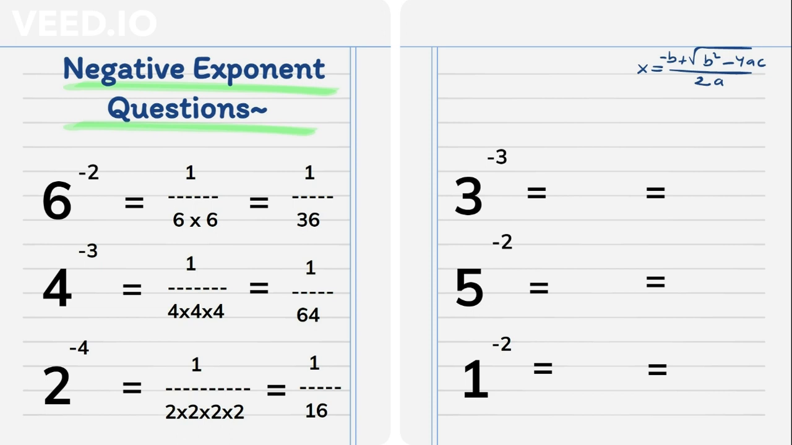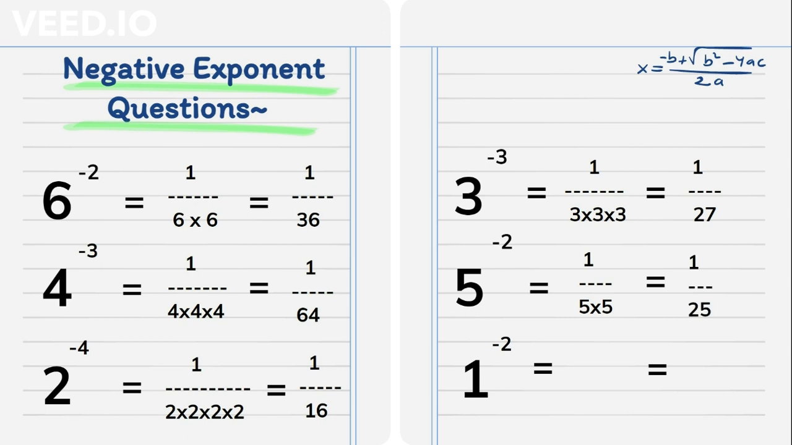3 to the negative third power equals 1 over 3 times 3 times 3. The answer should be 1 over 27. 5 to the negative second power equals 1 over 5 times 5. This should equal 1 over 25.